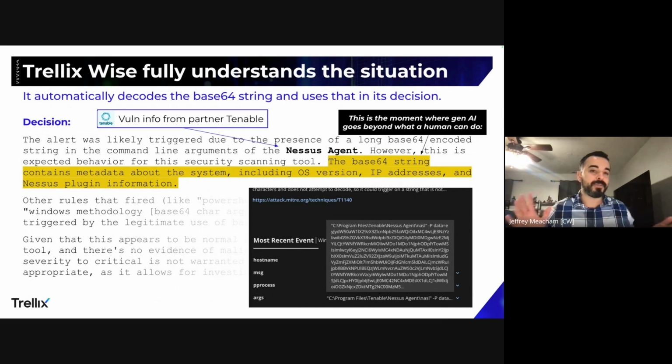So there's no manual decoding, no CyberChef, no guessing. And really, that's the power of AI when it's trained on real world telemetry and expert insight, and even integrations with our great partners like Tenable. It's able to separate signal from noise at machine speed. So that way the investigations stay focused on what matters most.